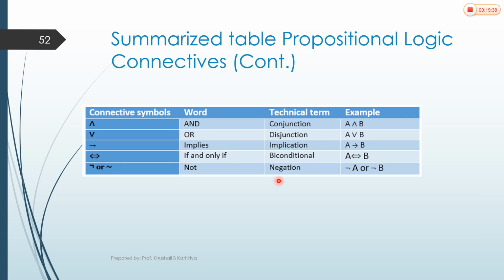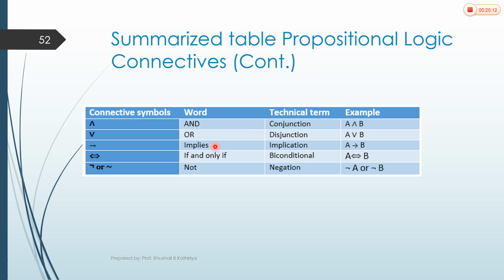Now this is the last slide for the propositional logic connectives. This is the connective symbol for and. The connective word is and, and the technical term is conjunction. An example is A and B. This is the symbol for or. The word is or, the technical term is disjunction, and an example is A or B.